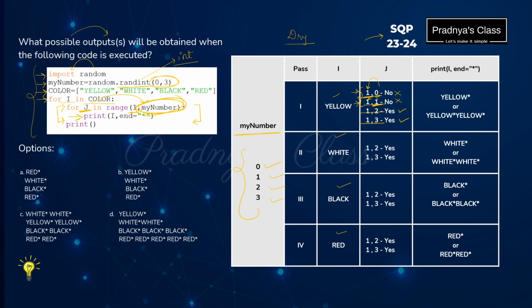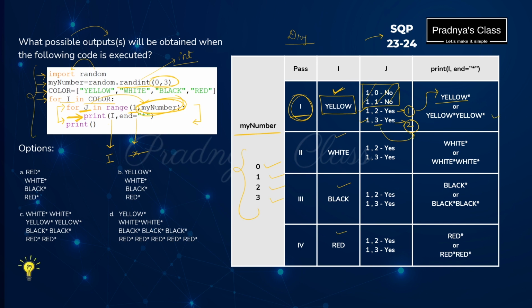Let's check out the statement inside the nested for loop. We are printing the value of I, and with end parameter we need to print star. Alright, then let's check out what are the possible values we may get for the pass 1. In the pass 1, the value of I is yellow and the inner for loop will execute for these two values. So for the first time it will execute once, for the second time it will execute twice. When it will execute once, we are printing yellow because the value of I is yellow followed by star. When the value of j is 3, this loop will execute twice.